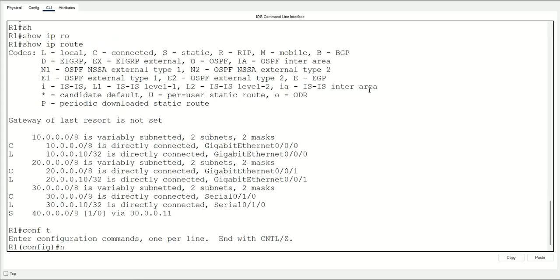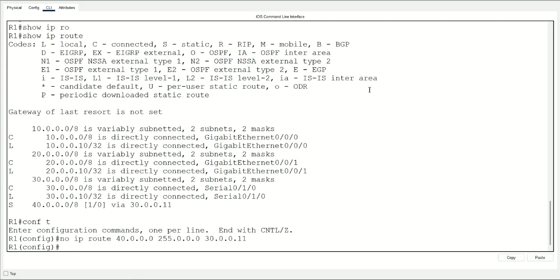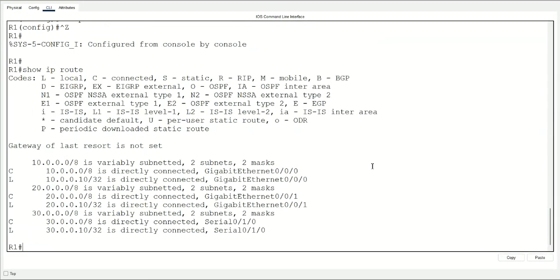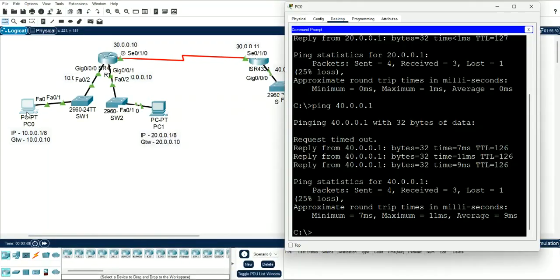I'm going to remove this. No ip route, 40.0.0.0 to 255.0.0.0, 30.0.0.11. This is what you gave. I removed it. So to remove, all that we need to do is just put no in front of what you configured, and it will remove. Now if you go and verify, see there is no static route. As a result, if I ping now, I will get only destination host unreachable.